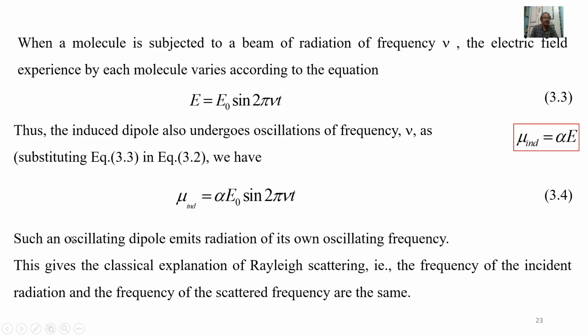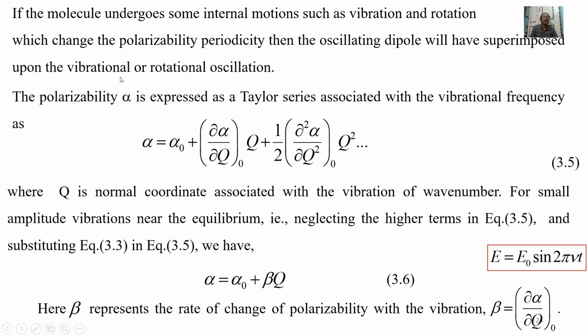Such an oscillating dipole emits radiation of its own oscillating frequency. This gives the classical explanation of Raman scattering, that is, the frequency of the incident radiation and the frequency of the scattered radiation are the same. If the molecule undergoes some internal motions such as vibration or rotation, which change the polarizability periodically, then the oscillating dipole will have superimposed upon it the vibrational or rotational oscillation.